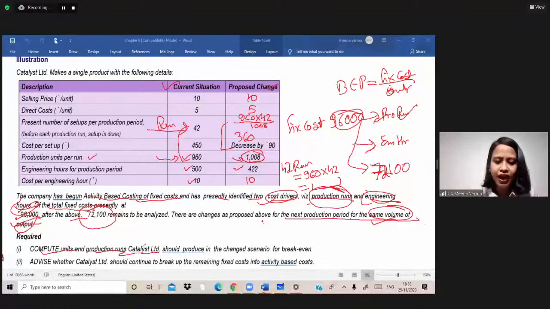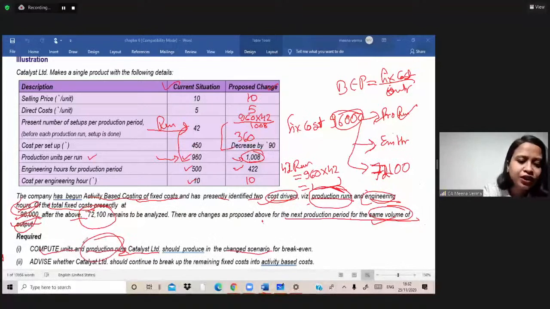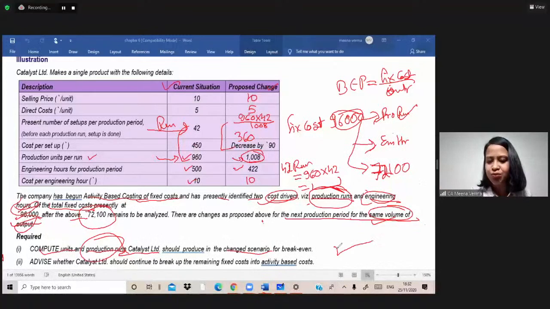So what are the units and the production runs catalyst limited should produce in the changed scenario for break-even? You have to find the break-even point, and at the break-even you need to find the production runs. For finding the production runs, first you will find the number of units at the break-even point. Then you will divide it by the production units per run. In this way, you will get the number of production runs. Give me the answer quickly.